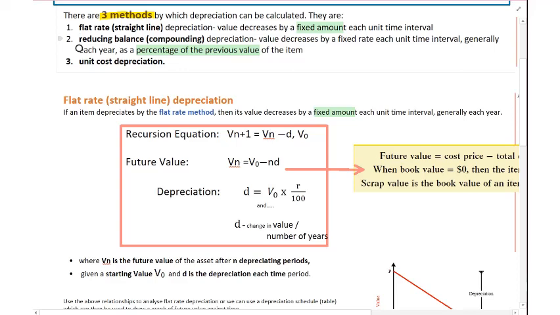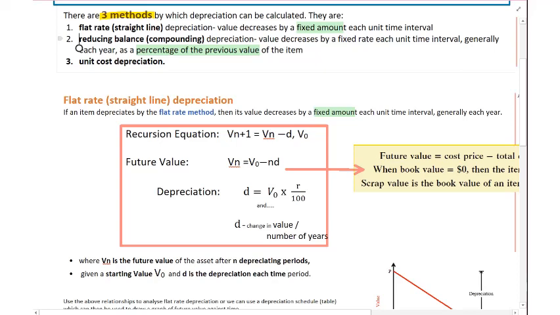And we're saying it's generally each year, but in this case, we say number of years, but really it's going to be in terms of the depreciation periods, this part here. Okay. So let's have a look.